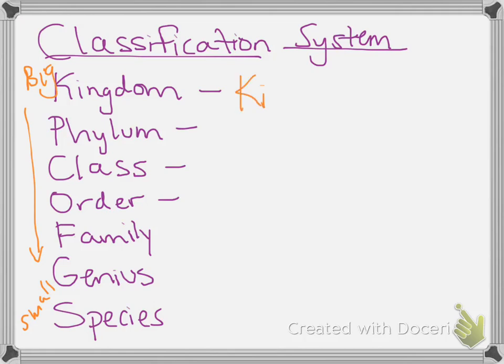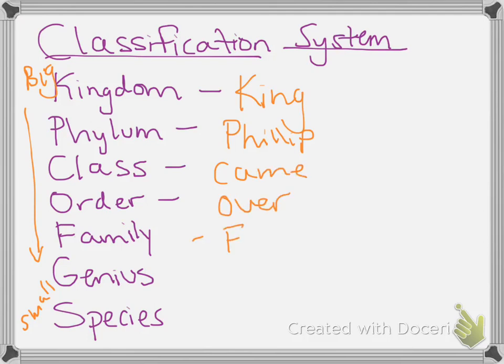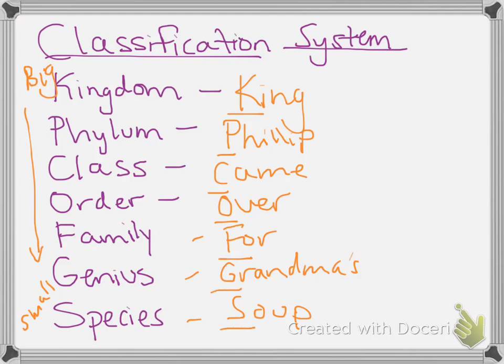King Philip came over for grandma's soup. This helps you to keep it in order. So kingdom, phylum, class, order, family, genus, species.